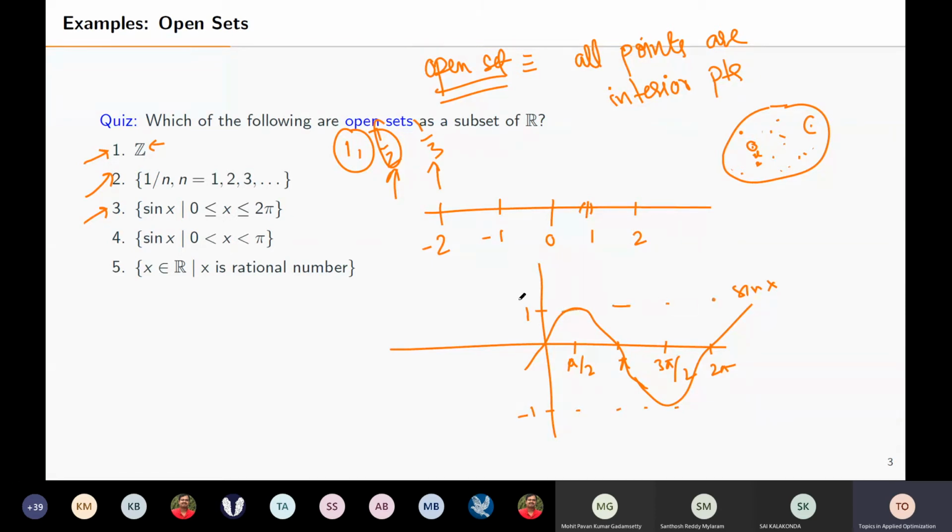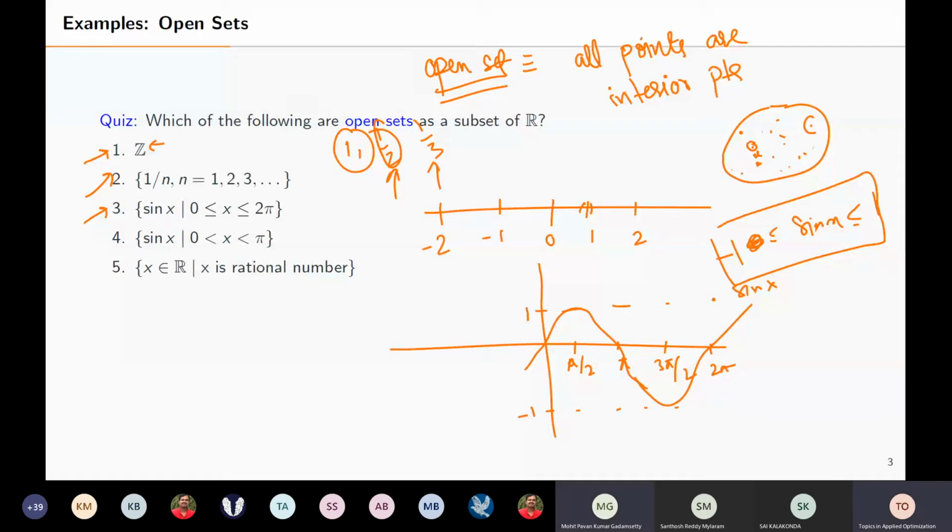The points in this set are continuously varying, obviously, because the curve is continuous. So it varies between -1 and 1. Is this an open set? No, sir. Why? Because -1 and 1 are also included, so we cannot draw a ball around 1.